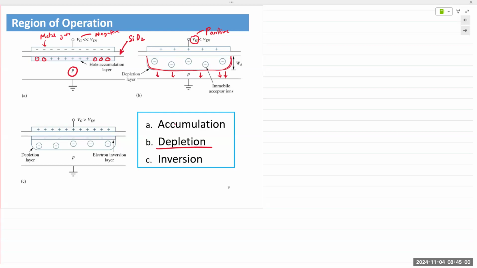Okay. In the first one, where you accumulated positive charge carriers, they are free to move about. It's a very thin layer, but they are still free charge carriers.